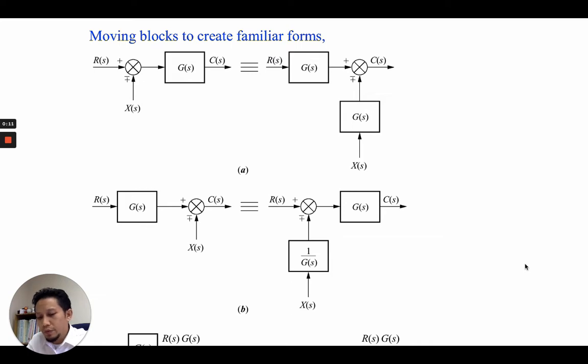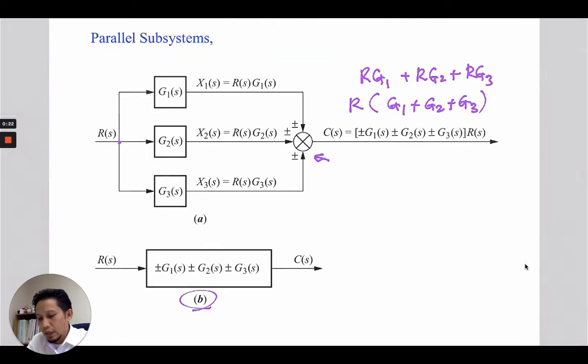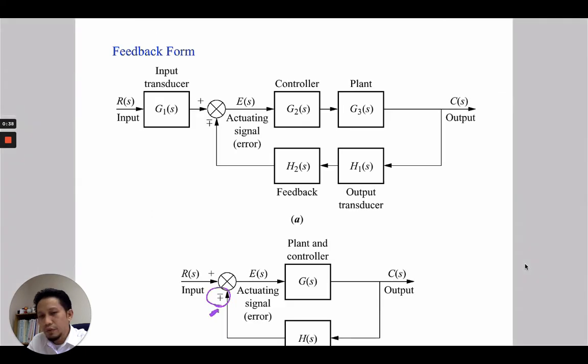So previously you have learned about a few familiar forms for these block diagrams. We have a cascade or series subsystems, which is the simplest one. Next I explained the parallel subsystems, where we have the pickoff points here, and then we have a summing junction at the ends of these parallel subsystems. And then next we have a feedback form. The feedback form is actually a closed loop transfer function. You can find the closed loop transfer function from this feedback form.